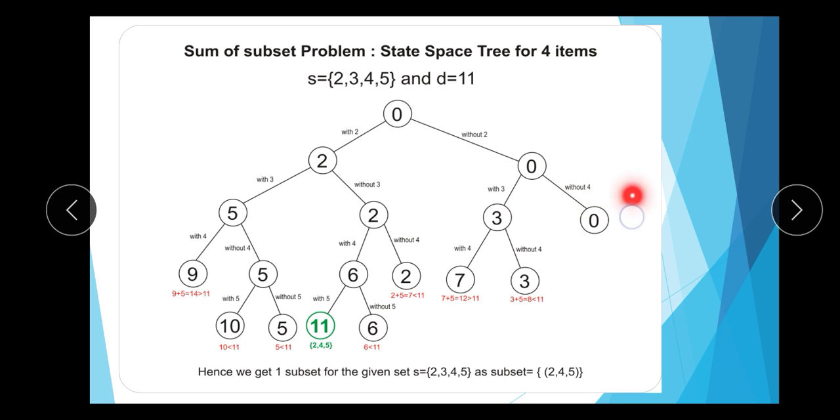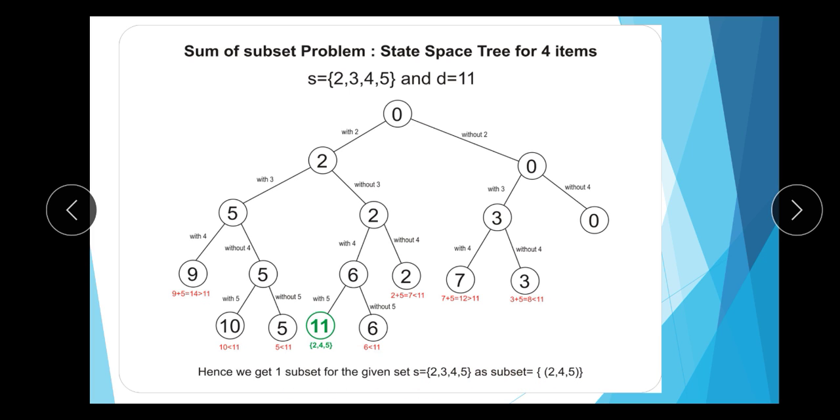Without 3 it becomes 0. We can add anything without, then it's still 0. So we bound this path. So in this state space tree we get only one subset, that is 2, 4, 5, with the solution state 11. So we say that we get only one subset for the given set 2, 3, 4, 5, as the subset 2, 4, 5.